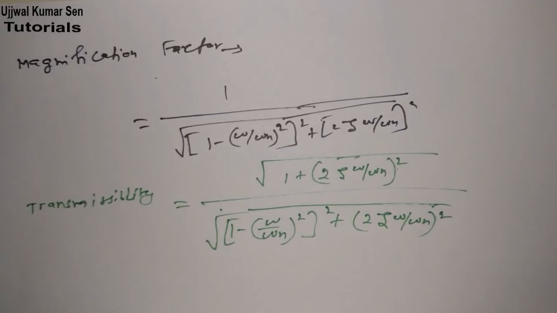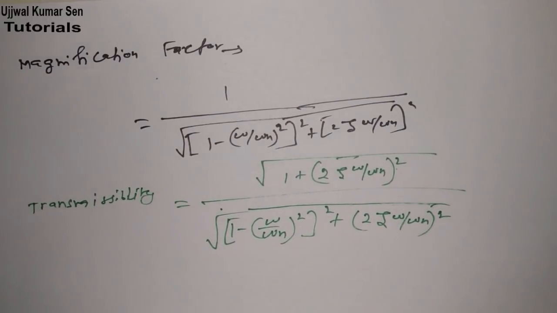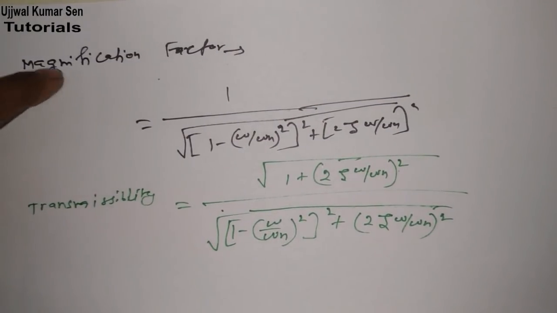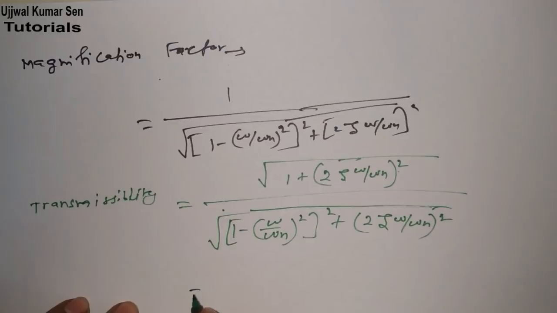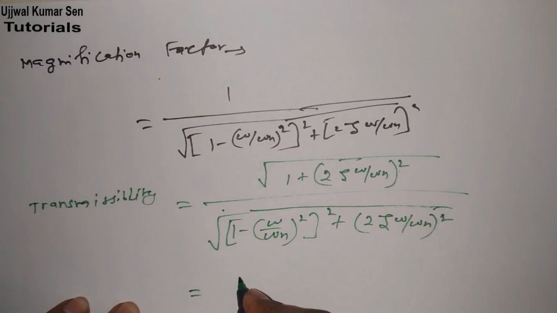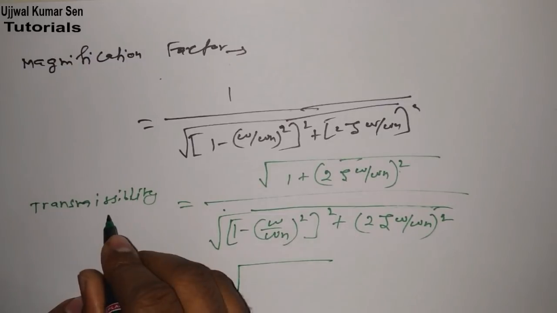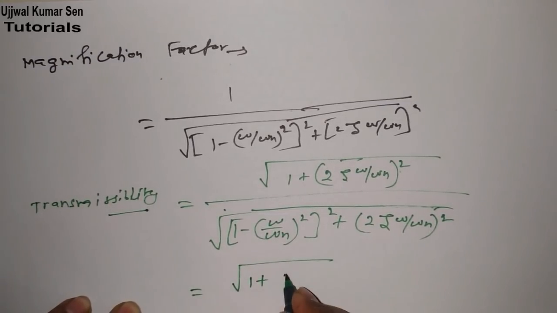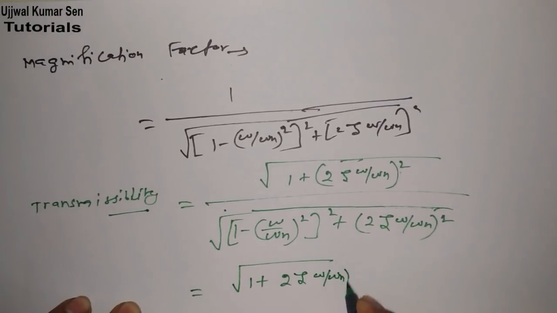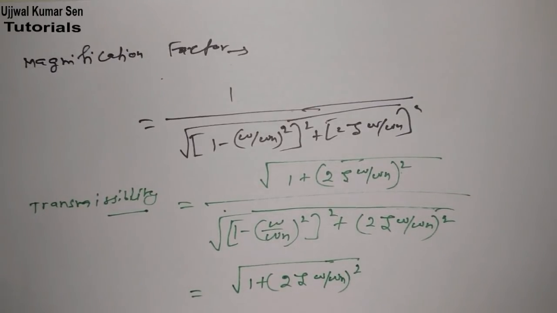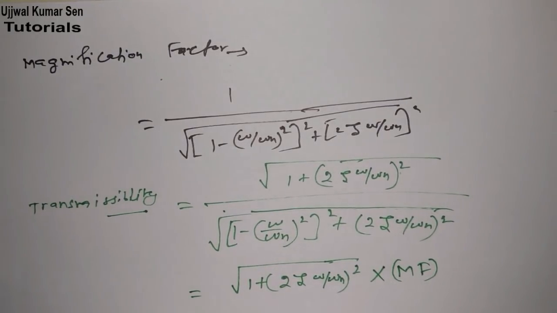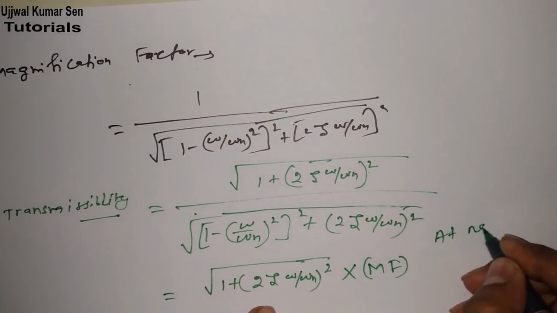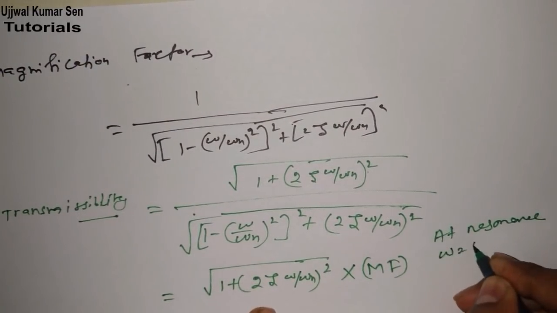Now here is the key thing to understand. What's that? Let me share with you. Can you imagine the relation between magnification factor and transmissibility? Let's see. We can write this equation like this: transmissibility is equal to root under 1 plus (2 zeta omega by omega n) square, multiplied by magnification factor. Now if it is in resonance, then omega is equal to omega n.